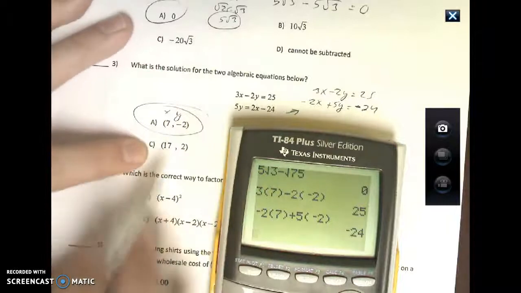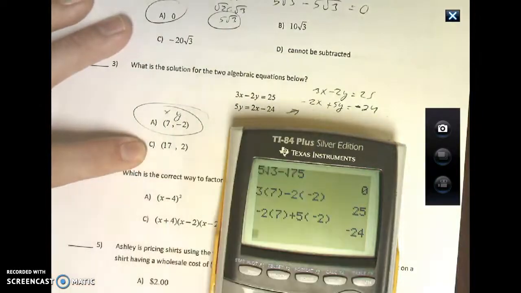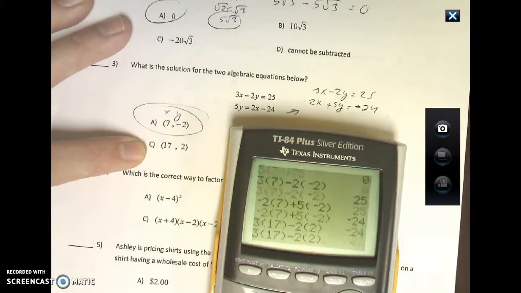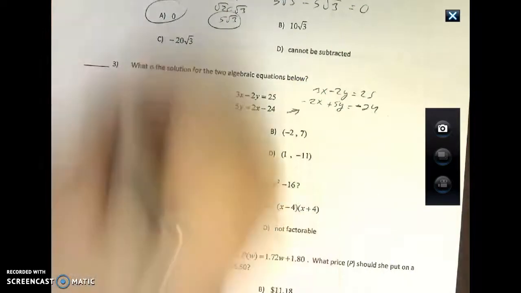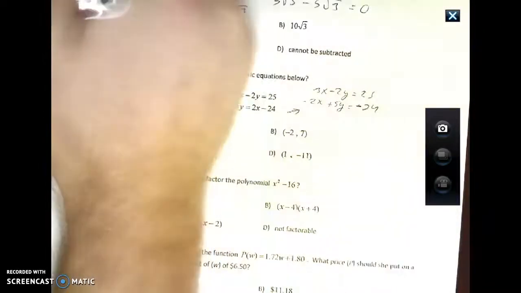If you did something like this one down here, take a look for 3x. 3 times 17 minus 2 times 2, and I hit enter, I get 47, which is not 25, so I can mark that wrong. Okay, so the answer is A there.